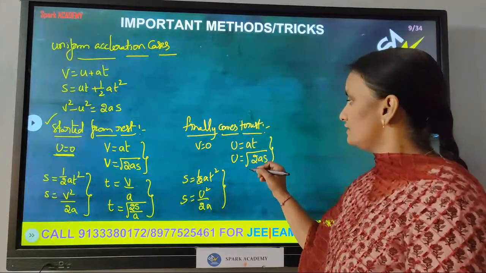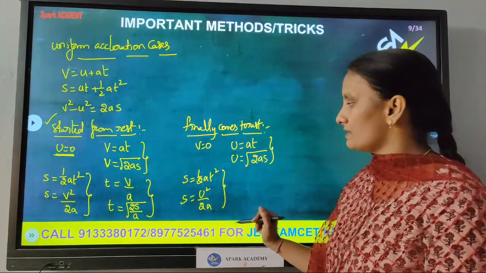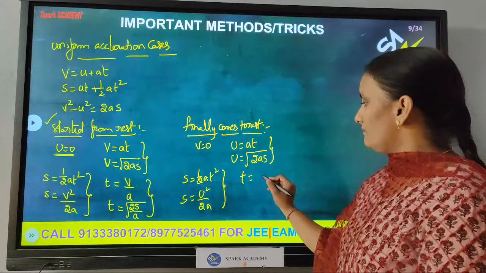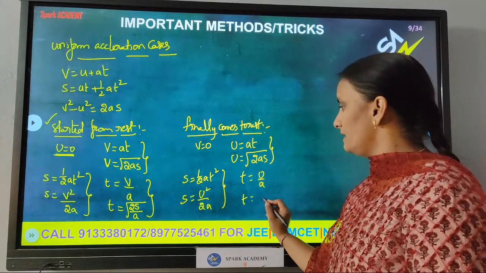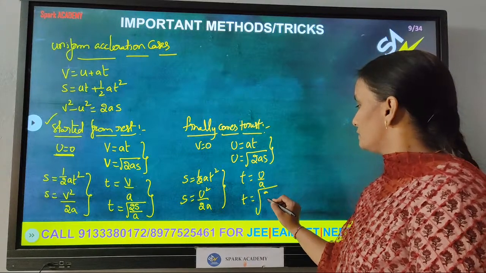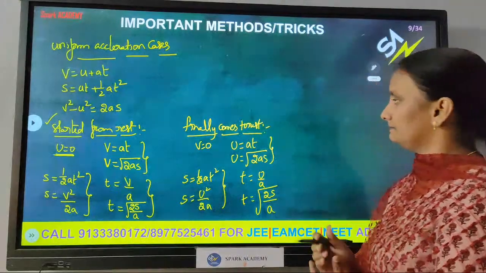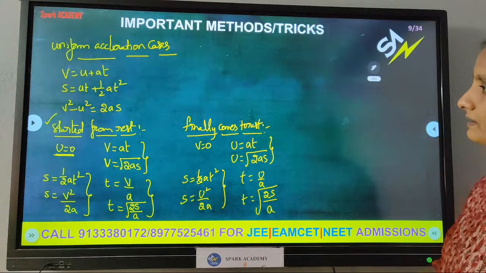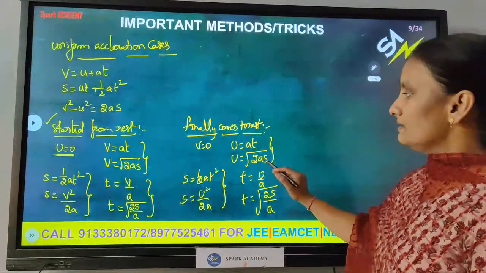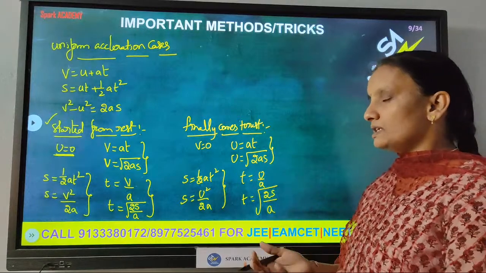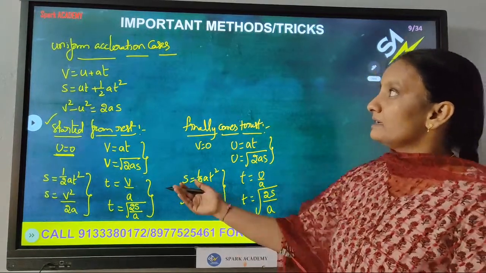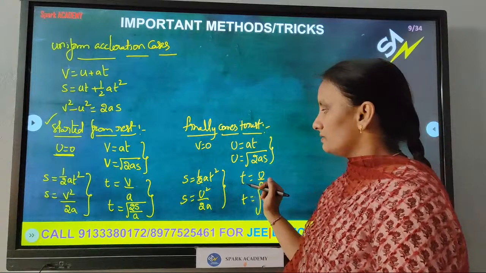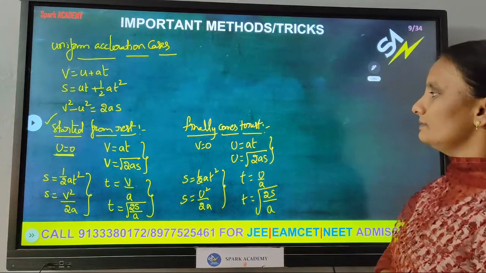So to find initial speed, we have two equations. To find distance traveled, two equations, and to find the time in this case when the body comes to rest, t will be equal to u by a, and t will be equal to under root 2s by a. Here we discuss one example in the next slide about these cases. So these are the main equations to find velocity, distance or displacement and time taken when an object started from rest or finally comes to rest. These are quite important results to solve the numericals.